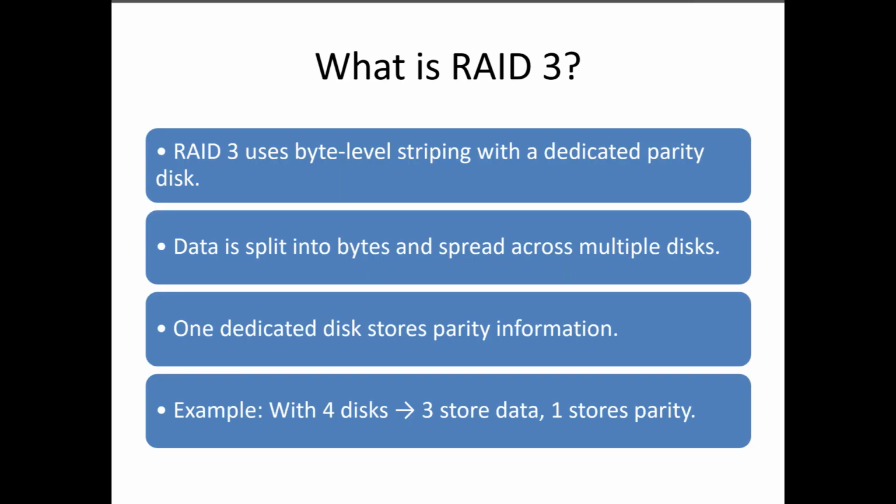RAID 3 uses something called byte level striping. That is, data is split across disks byte wise, and it has a dedicated parity disk. So, if you have three disks for data, you will have one extra disk for parity. Let's break that down step by step. Imagine you have multiple disks in an array, say disk 1, disk 2, disk 3, and you have one disk for parity, say disk P.